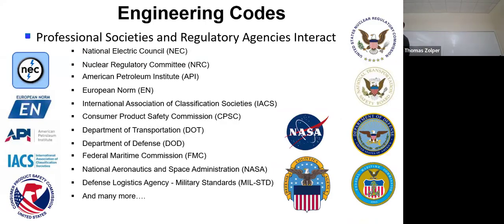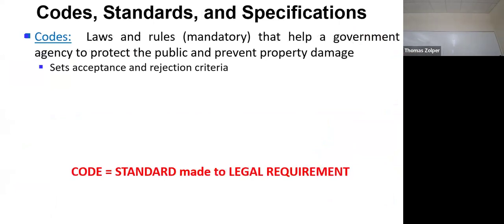So National Electric Commission, American Petroleum Institute, I think these are still professional societies. European norm is probably federal regulatory, the whole European Union. Consumer Product Safety Commission, I think that's a federal one, but it makes use of the standards that have been developed by professional societies. And then even NASA, the Defense Logistics Agency, they'll pull standards from ASME or ANSI or ASTM or Underwriters Laboratory and make them essentially the law of the land as well.